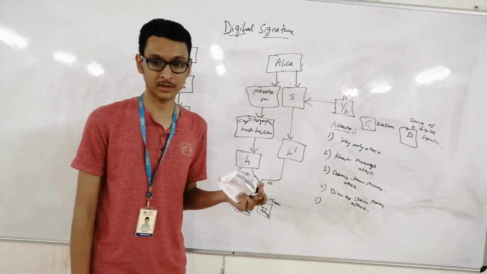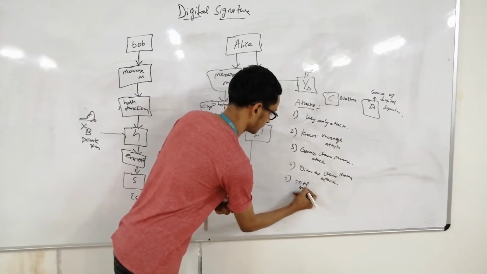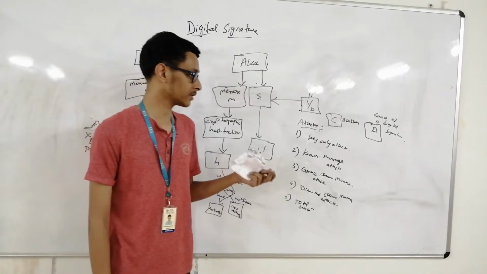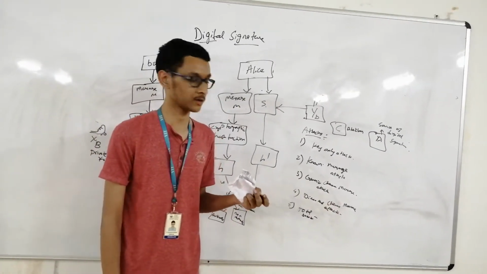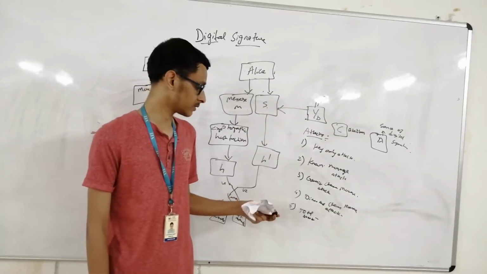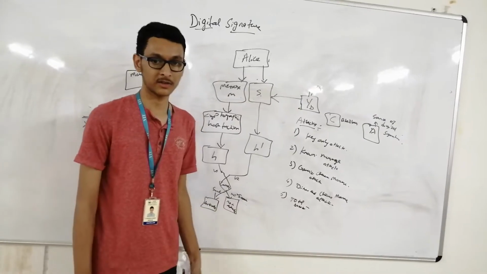the next one is the total break. In total break, the attacker will know the private key of A, or the person who signed the signature. So with this, he can easily manipulate or change the data.